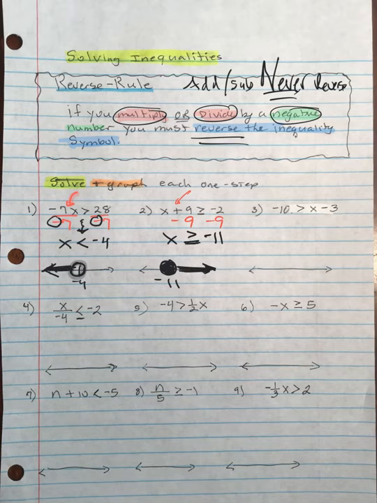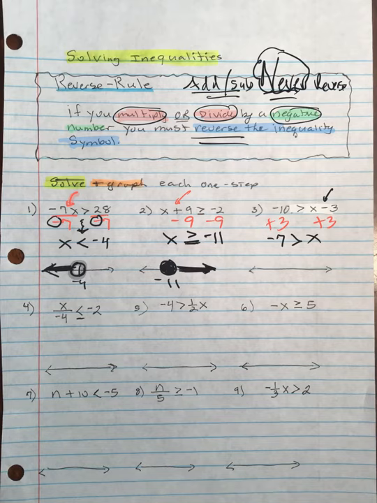Number 3, we have to undo subtracting 3 by adding 3 to both sides. So remember, these are your one steps, right? So everybody should be good at their one step. So that's negative 7 is greater than x, right? Negative 7 is greater than x is how you read that. And we do not reverse because when you're adding or subtracting, you never reverse.